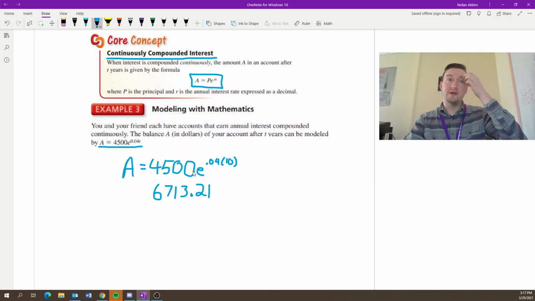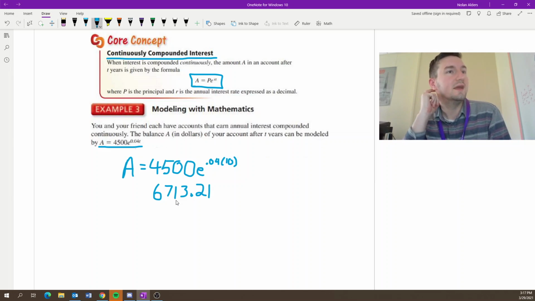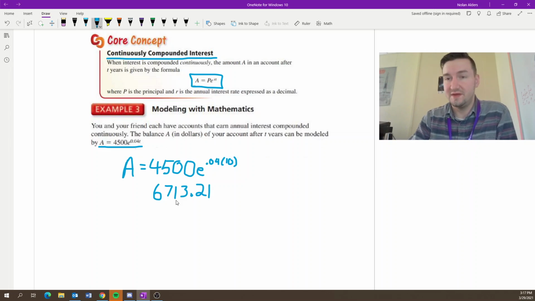So we went from $4,500 to $6,713 in 10 years. You might not be thinking that's very much, and I would say it's not a whole lot for two reasons. First of all, notice that our rate is 0.04, or 4%. That isn't the best rate that you can get. You can find some things that give you a little bit better than 4%. But also, we didn't leave it in there long enough. We only left it in there 10 years.